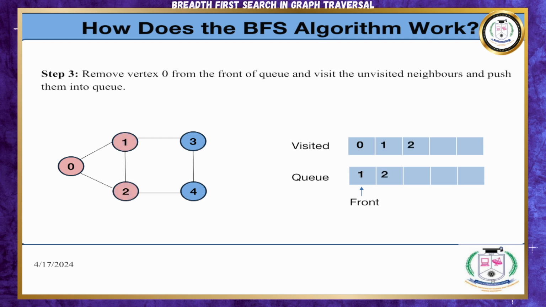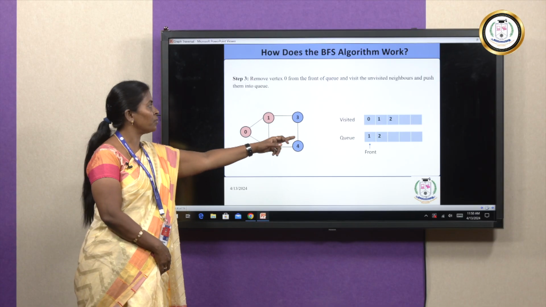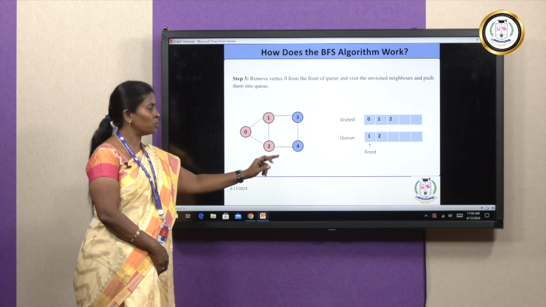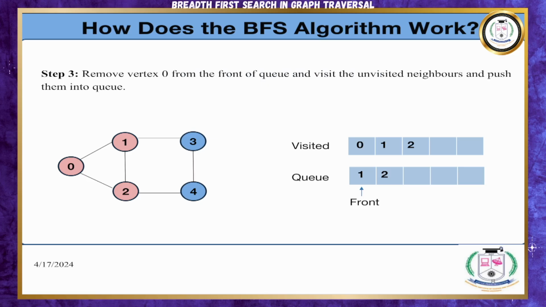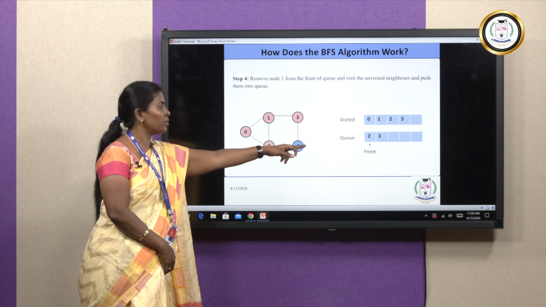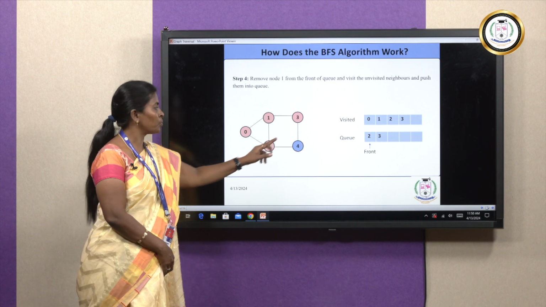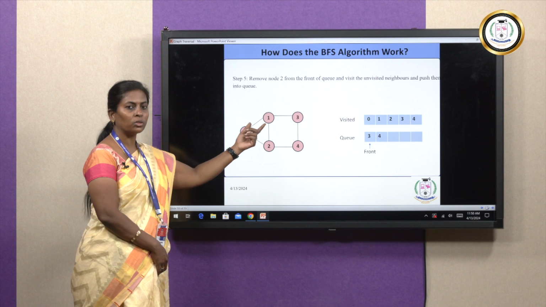So remove vertex 0 from the front of the queue and then visit the unvisited neighbors. Then we have to insert them into the queue. Then we have to remove the next node from the front of the queue, that is 1, and visit the unvisited neighbors of vertex 1, that is 3, and enqueue it into the queue. Then next vertex 2, we remove it from the queue and visit the unvisited neighbors of 2, then enqueue them into the queue.